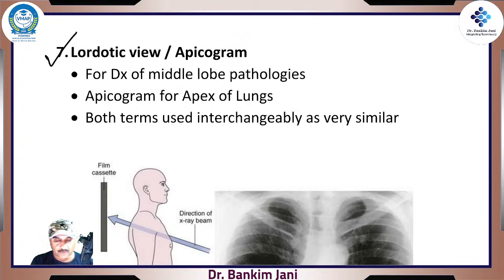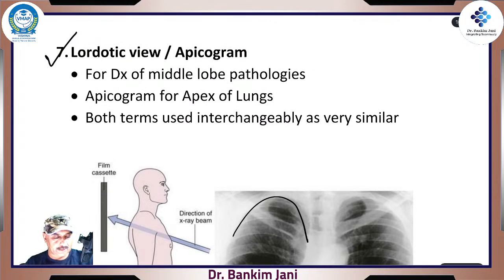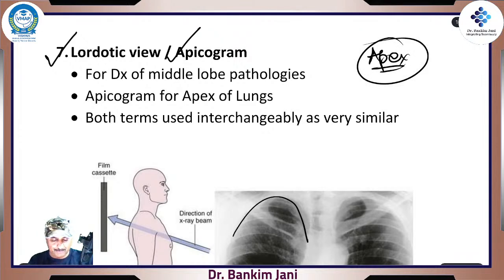This is also called the lordotic view or the apicogram, where you are taking it at an angle, right? This is for middle lobe pathology so that there is minimal overlap, and this is also for the apex. Now we know from anatomy that the apex of the lung is overlapped by the clavicle and the first rib. So when you take it at an angle, that overlap goes away and you can see it more clearly. Whether you say lordotic view or apicogram, basically you want to see the apex so that it is not overlapped by the first rib and the clavicle. So you give it an angle and you'll be able to see it with much clarity.